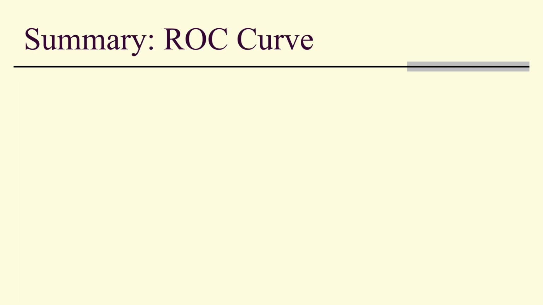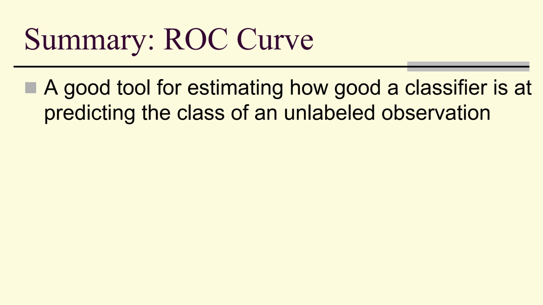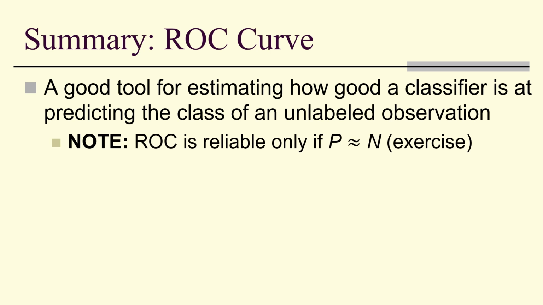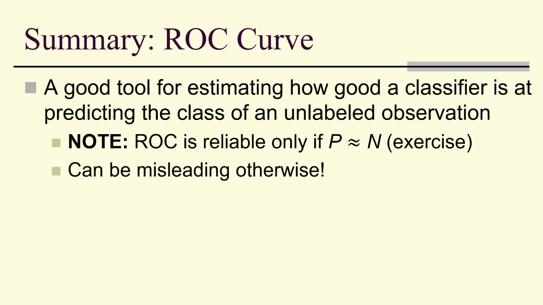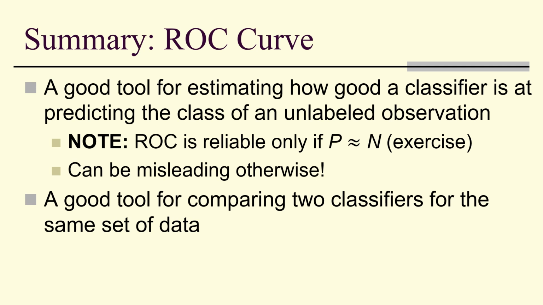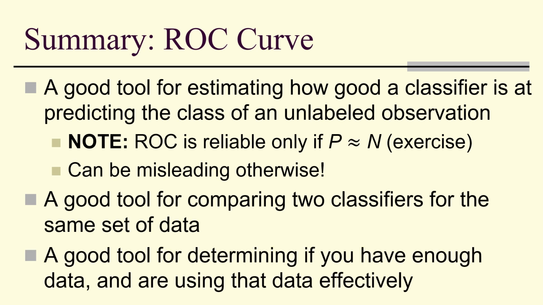So the ROC curve is a good tool for estimating how good a classifier is at predicting the class of an unlabeled observation. One thing that I'm going to leave for an exercise is that we really only ever use the ROC curve when the number of actual positives is approximately the same as the number of actual negatives. And I'll let you think about why it fails if that's not true. The ROC curve is a good tool for comparing two classifiers for the same set of data. And it's a good tool for determining if you have enough data and if you're using that data effectively.